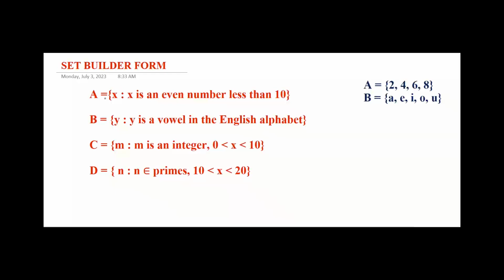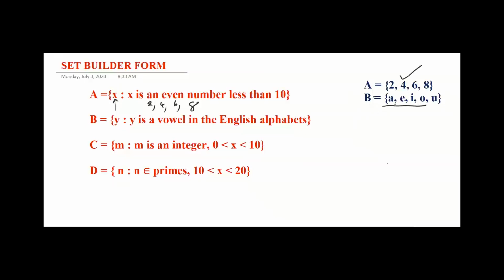Set A is equal to all the values of x, such that, this colon means such that, x is an even number less than 10. This is the condition that terminates the even numbers, otherwise it will continue forever. So we know that the values of x are even numbers and they are less than 10. So we're going to have 2, 4, 6 and 8. You can see it is the same as the listed form.